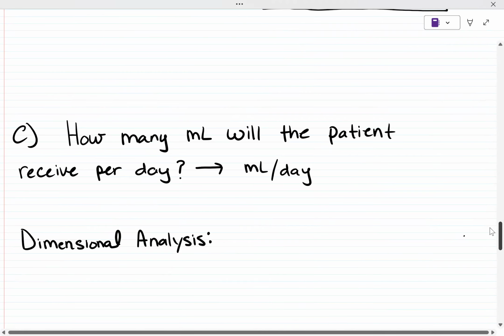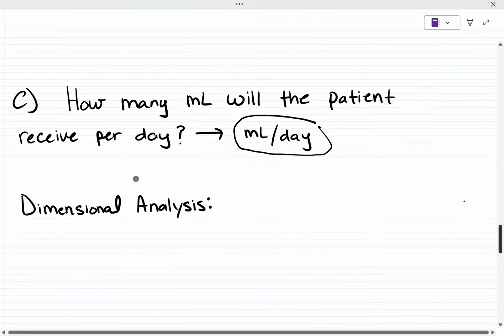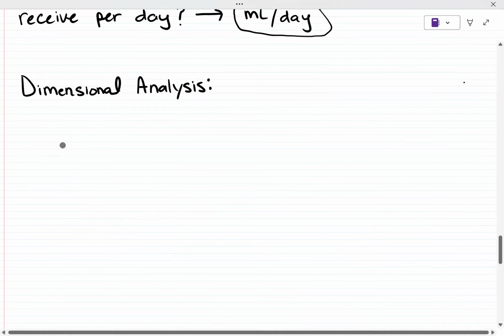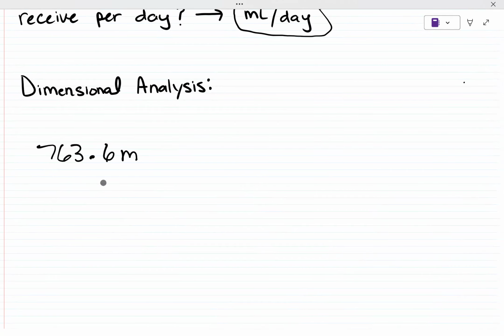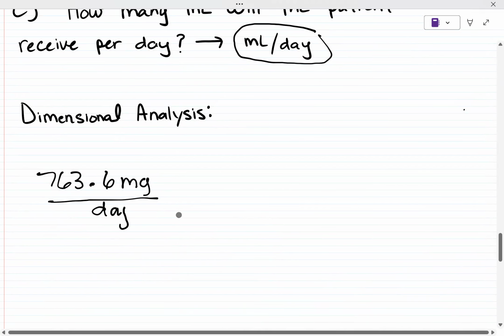Okay, question C. How many milliliters will the patient receive per day? So that means your final answer shall be milliliters per day. So we can do this using dimensional analysis. And what you could do is take the answer from part A. What was the answer for part A? It was 763.6 mg per day. And we want to get mL per day. So we want to keep that day, just got to get rid of the mg.